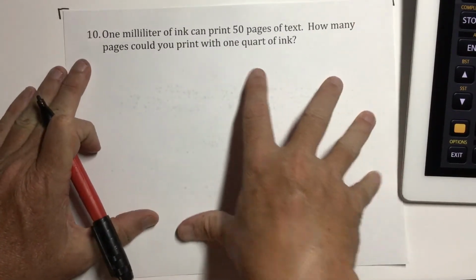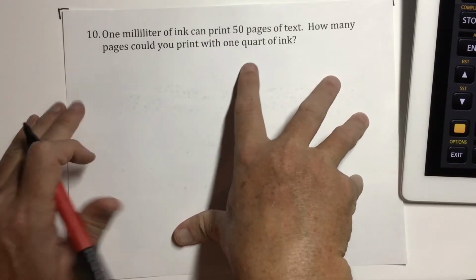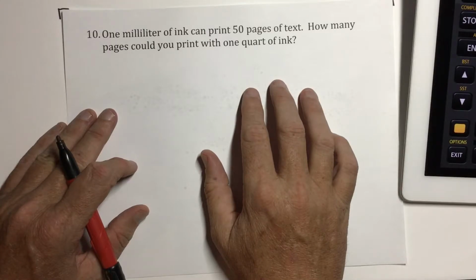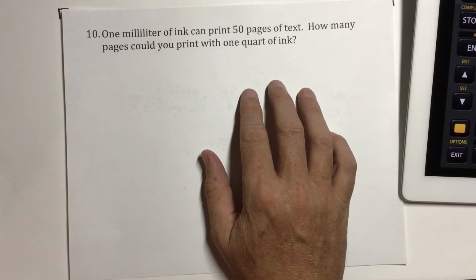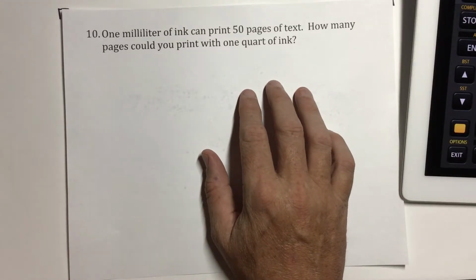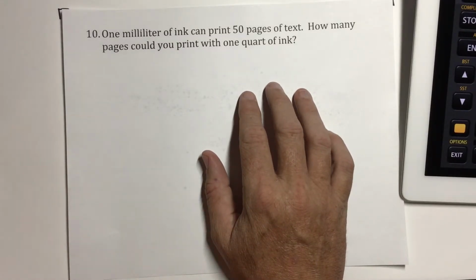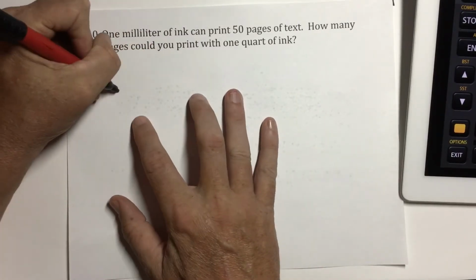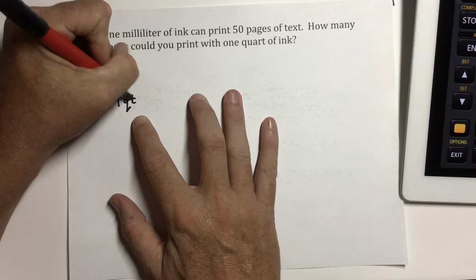One milliliter of ink can print 50 pages of text. How many pages could you print with 1 quart of ink? Great honk. Well, we know that we're going to be starting with 1 quart of ink and converting that to pages of text. So let's do that. 1 quart.